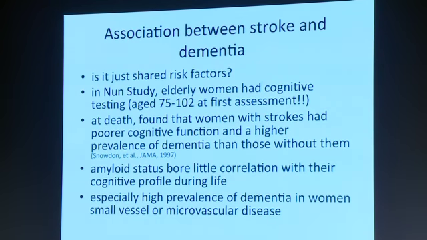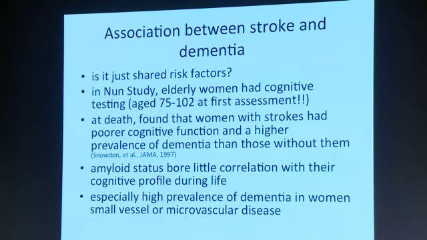They found that the women who had strokes had poor cognitive function, had more cognitive problems during life than those that didn't. There was also more of an association with dementia. So there was a strong association between the strokes and the dementia on autopsy. There was no association or very little association between this amyloid deposition and what they were doing during life. As I said, on community studies, there was very little association. What was really important is that the dementia prevalence and the cognitive problem prevalence, so how common it was, was most associated with these small vessels, these fine vessels in the brain.